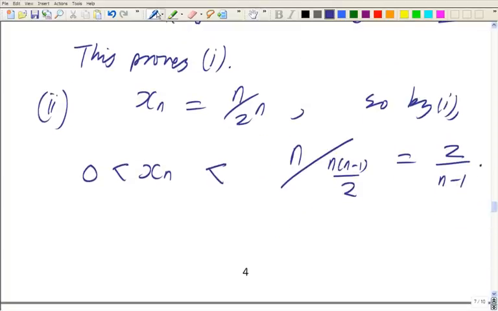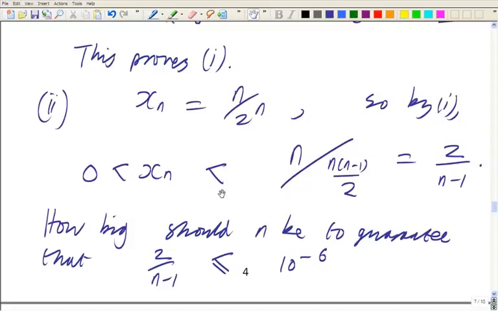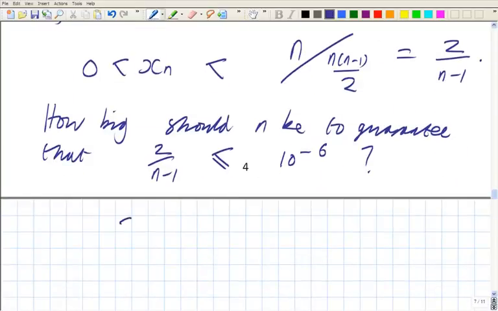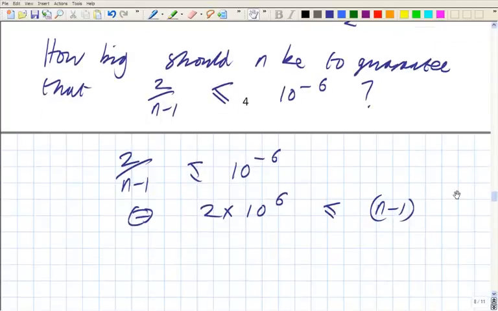Let's have a look at that. So how big should n be to guarantee that 2 over n minus 1 is smaller or equal to 10 to the minus 6, because we've already got a strict inequality in there. So if we can get that less than 10 to the minus 6, we'll be home. Well, 2 over n minus 1 is less than or equal to 10 to the minus 6 if and only if, multiplying up, 2 times 10 to the 6 is less than or equal to n minus 1, which is if and only if n is greater or equal to 2,000,001.